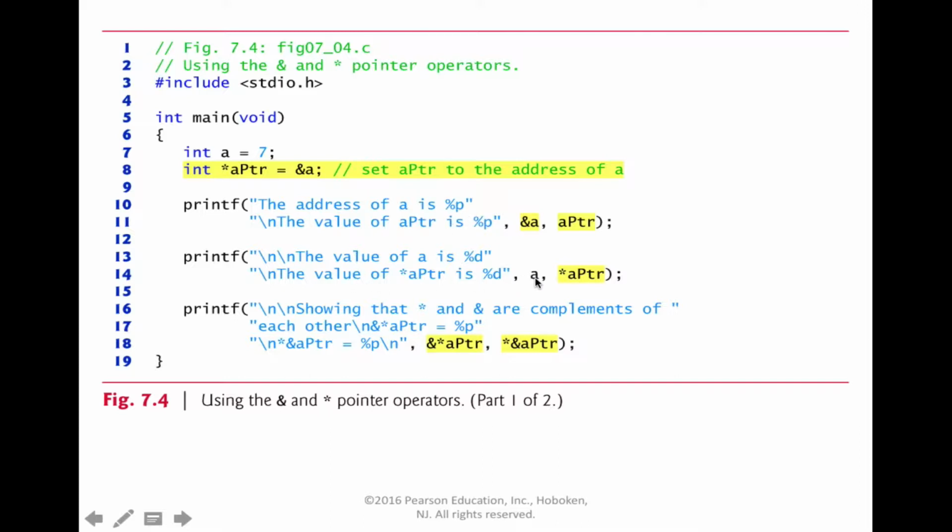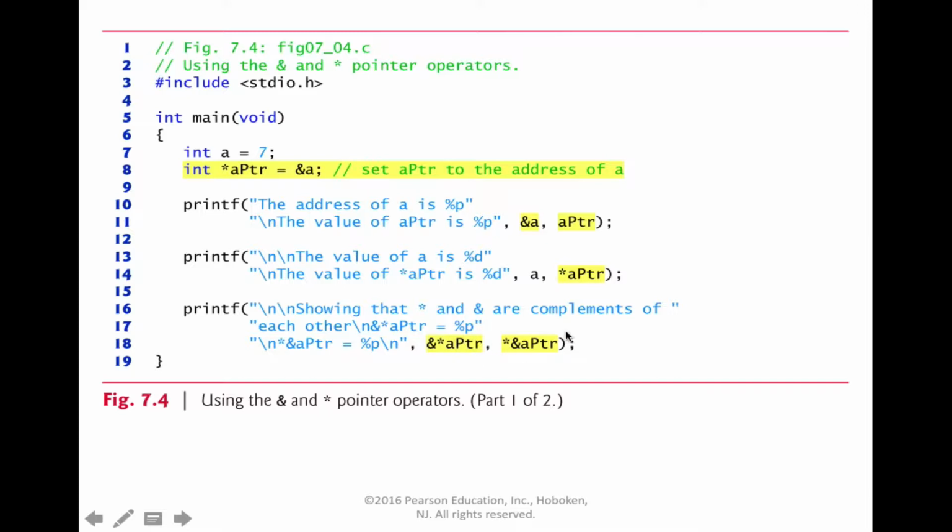When we print out the value of A, or we dereference a pointer, aptr, we're going to see that we also get the same value. And if we do dereference and address of on both of these, we will see that we actually get the same result.